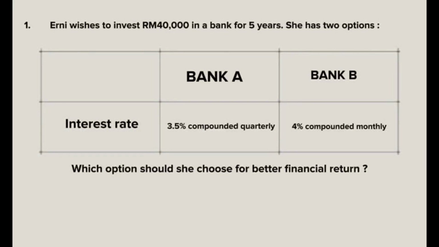This is question number 1. Ernie wishes to invest 40,000 in a bank for 5 years. She has two options. Bank A, interest rate 3.5% compounded quarterly. Bank B, interest rate 4% compounded monthly. Which option should she choose for better financial return?